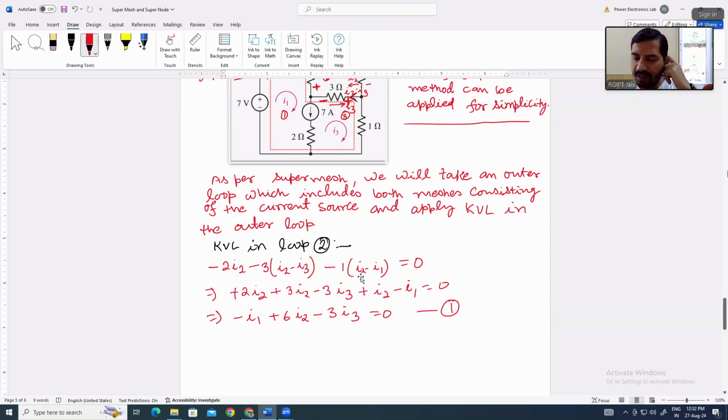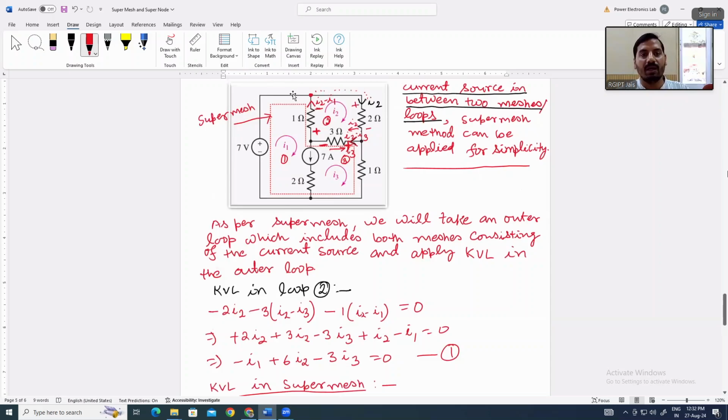Now we will apply KVL in the super mesh. If we apply KVL in the super mesh, we have to take this outer loop. You can see that here we have already assigned the polarity of voltage drop. Here also it is there, but here it is not there.